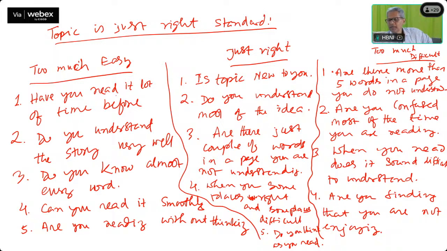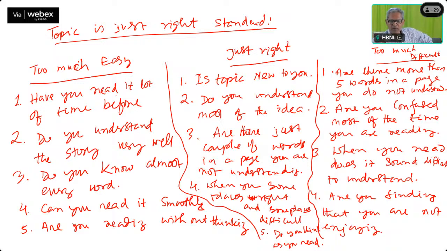Similarly, in the other end, are there more than 5 words in a page you do not understand? Are you confused most of the time you are reading? When you read, does it sound difficult to understand? Are you finding that you are not enjoying? If that is the scenario, that means the topic is too difficult for you. This is too easy, too difficult.